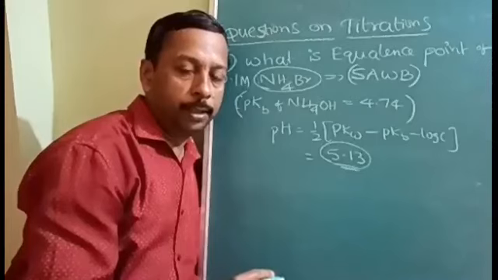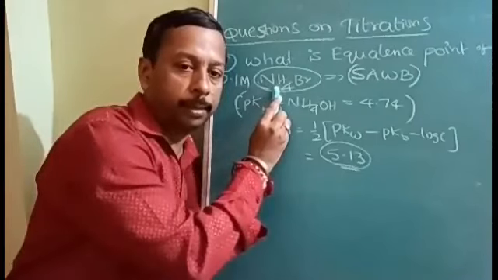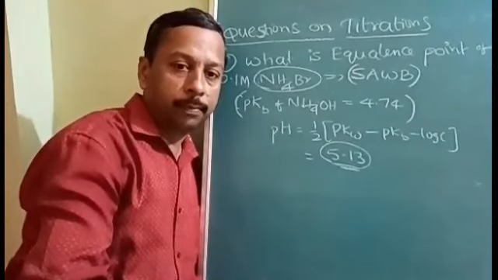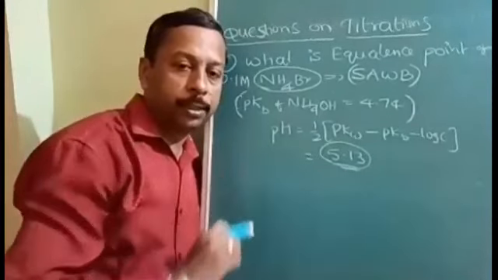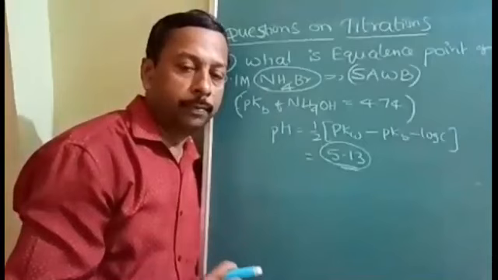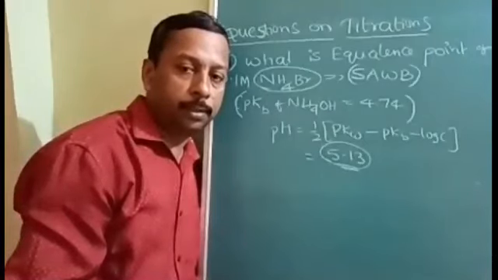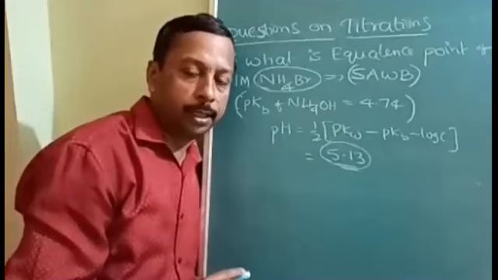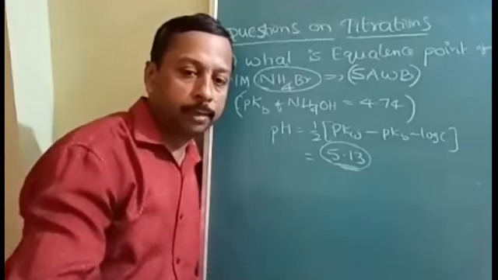Equivalence point is related to the salt formation, the concentration of the salt formed, whereas the endpoint depends upon what? The indicator we use. The indicator will decide the endpoint. The equivalence point will be decided by the pH of that salt after formation.